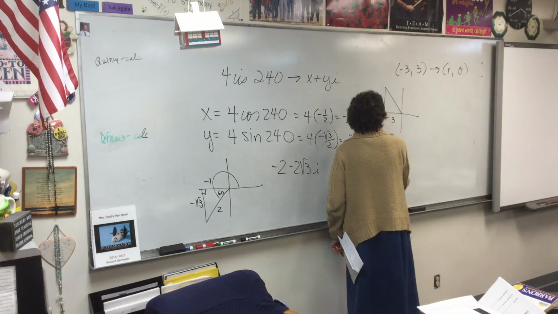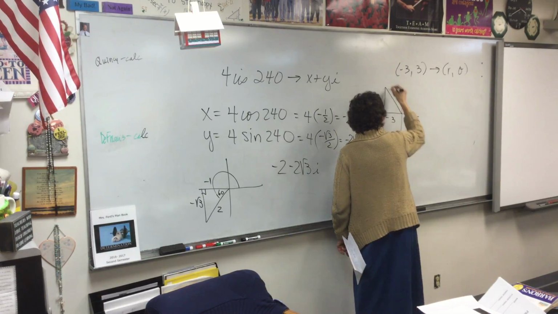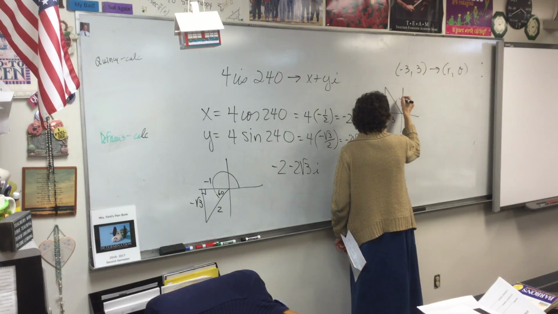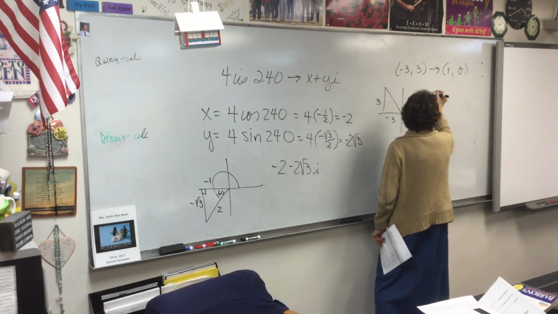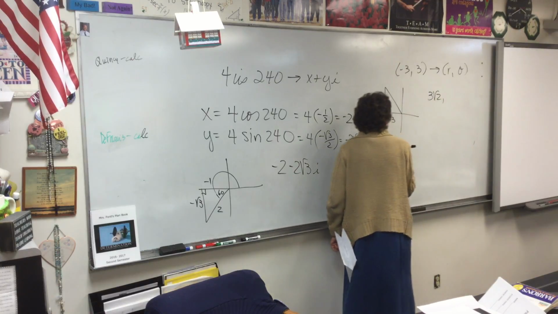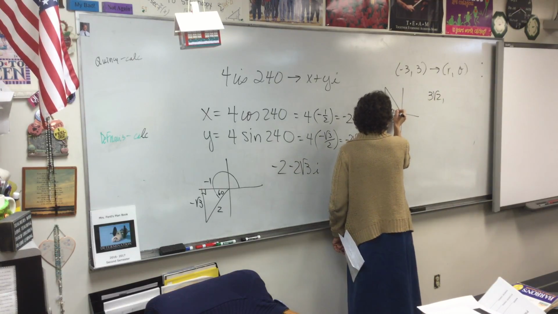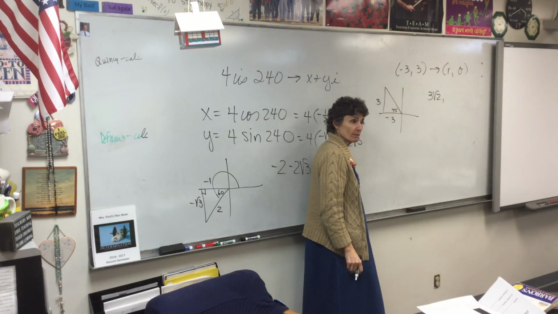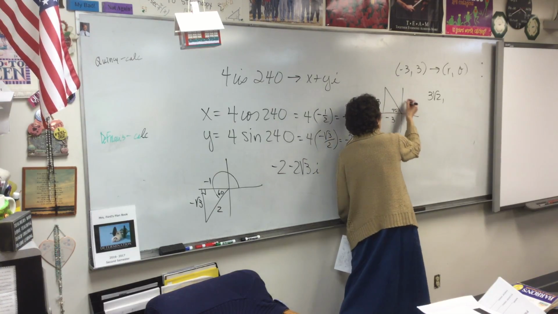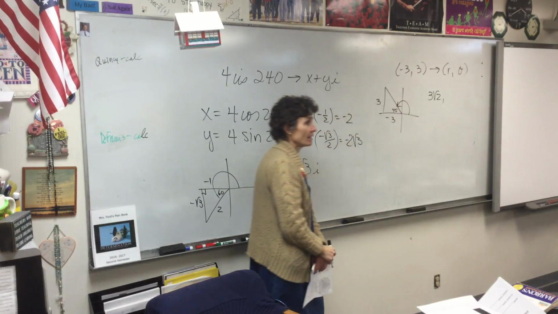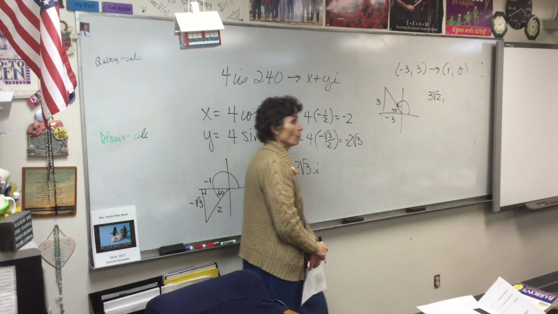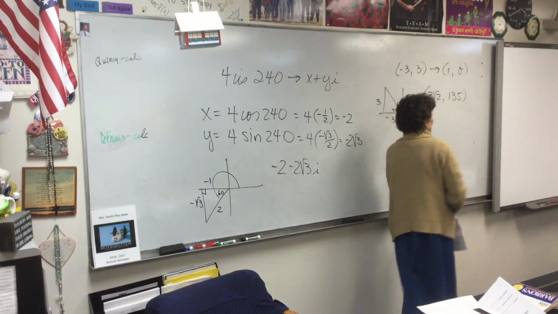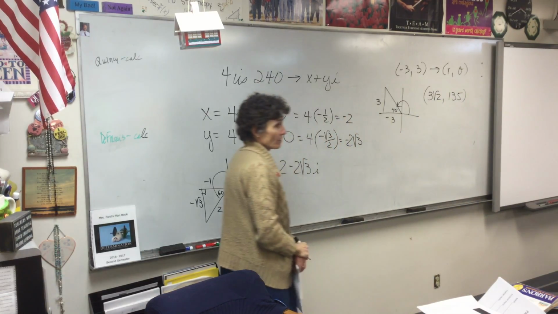Over 3, up 3. Here's R. R will be root 18, or 3 root 2. 45, 90. That angle is 45. Does everybody recognize that without a calculator? But your actual theta has to be 135 to get you into the second quadrant. So there is your answer.